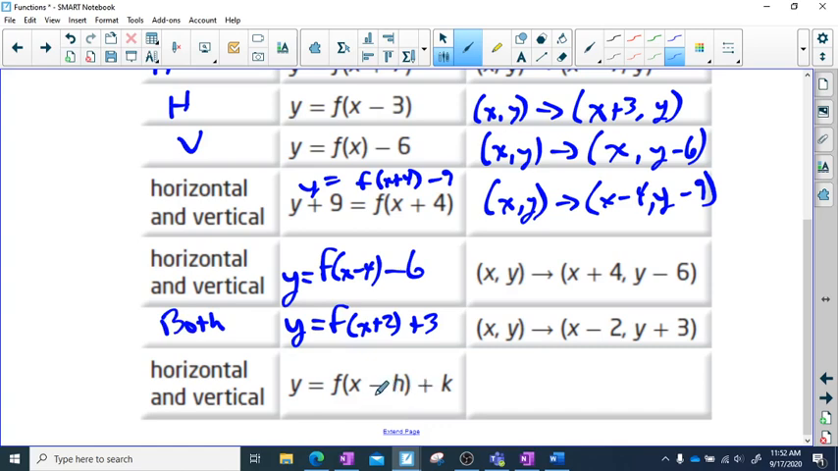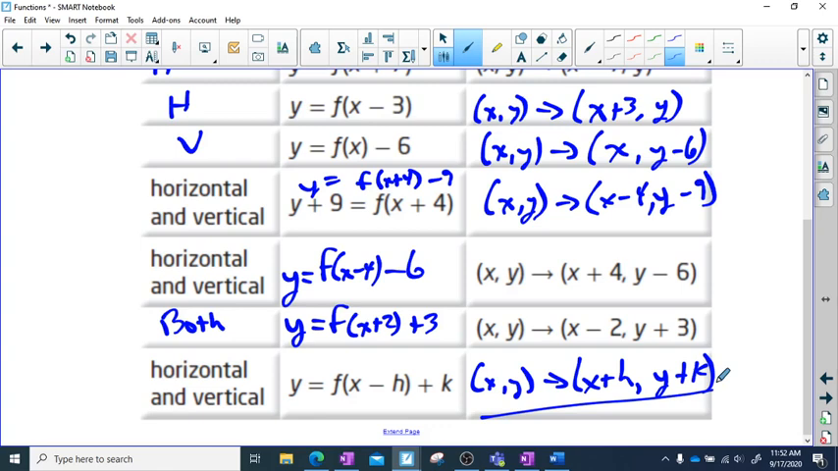This one now is just generic, doesn't have numbers, so it tells you it's both. And now this tells me that I would take the x value and move right h units. So I would add h to all the x's, and all the y values would get moved up k. And that is what are referred to as translations.